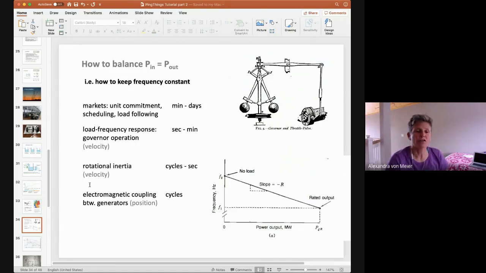I'm going to comment, before I go into this droop curve diagram, on the fact that there are also finer-grained corrections to this governor operation or load frequency response. There's a rotational inertia in rotating machines that tends to stabilize the frequency over the course of seconds. And then there's a set of forces that operates really on the scale of cycles between generators, which is what holds them in lockstep and keeps them in alignment.